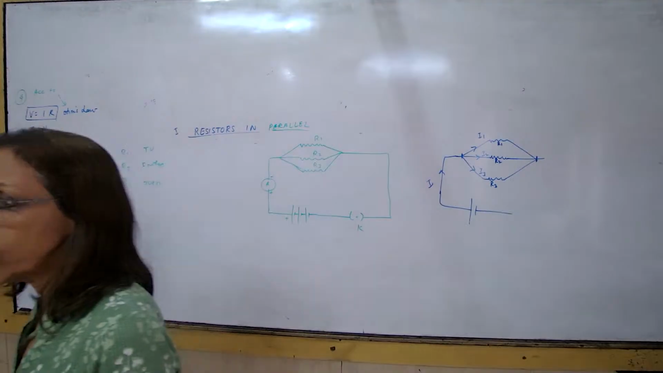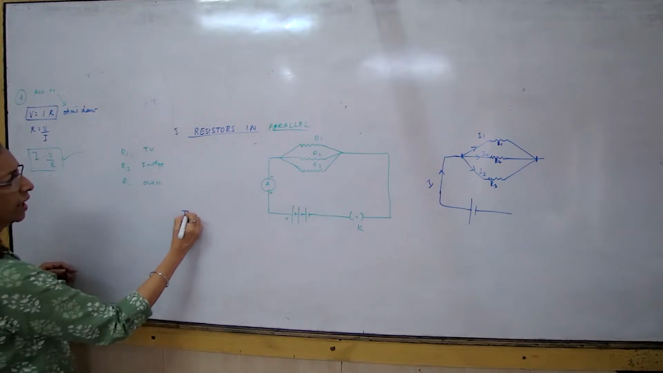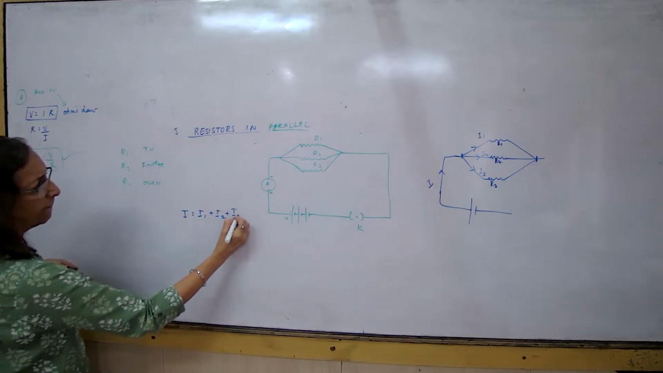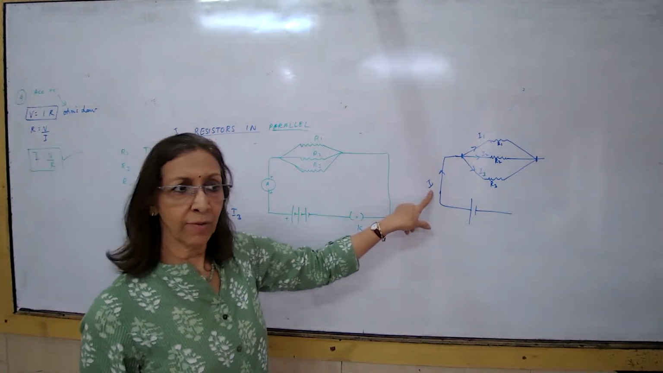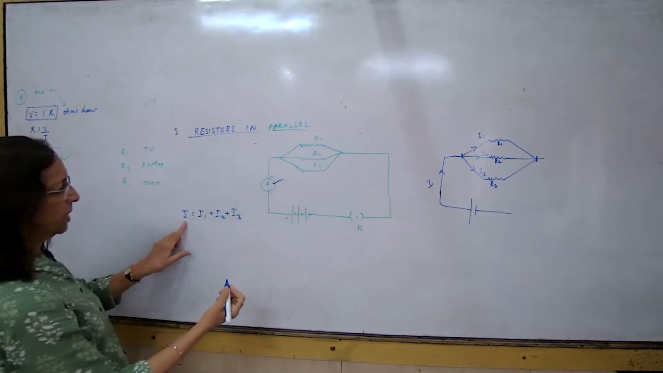Did you understand? It is just like a water pipe. You have your water pipe going to three different places. And what do we see here? We notice that I is equal to I1 plus I2 plus I3. How can I make out I here? Because we have our ammeter. This ammeter will give me I.